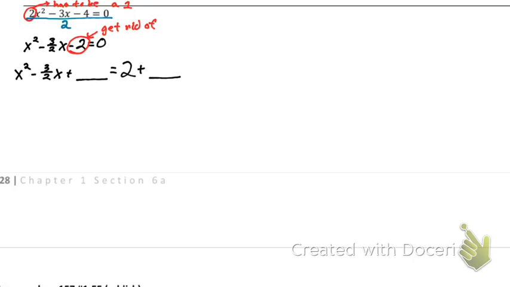Just do exactly what Ahmed said. He said take that b value, divide it by 2, and square it. So note it's a negative 3 over 2, so I'm going to put negative 3 over 2. I'm going to divide that by 2, and I'm going to square it. On the other side, I'm going to do the same thing. Negative 3 divided by 2, divided by 2, squared on this side.